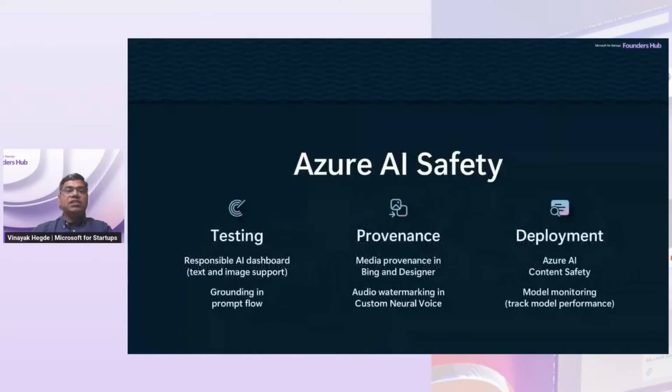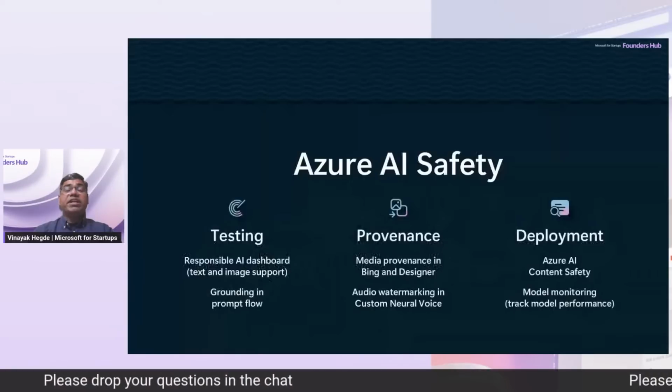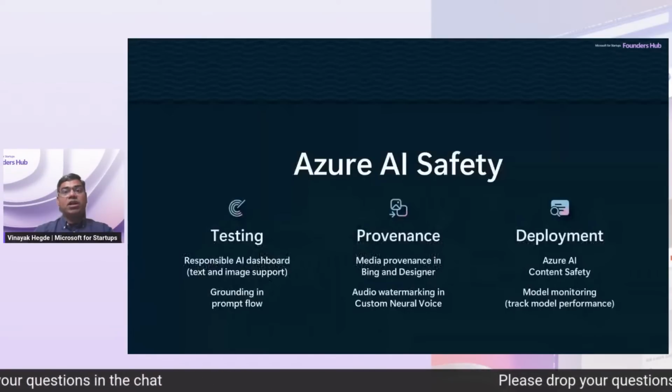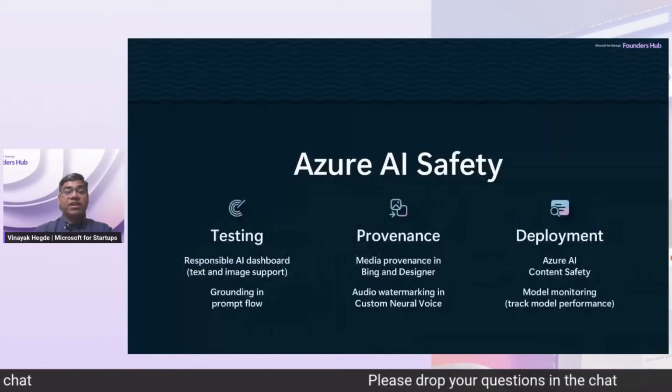And hence we have Azure AI Safety built in, and there are three buckets in which you can use AI safety. One is testing, so there is the responsible AI dashboard, and you can use the grounding in the prompt flow. When you generate images, for example, there is media provenance that you can have in Bing and Designer. You can have audio watermark in the custom neural voice, so that it cannot be abused to imitate somebody else without their authorization, or even if it is done, then it can be found out easily.